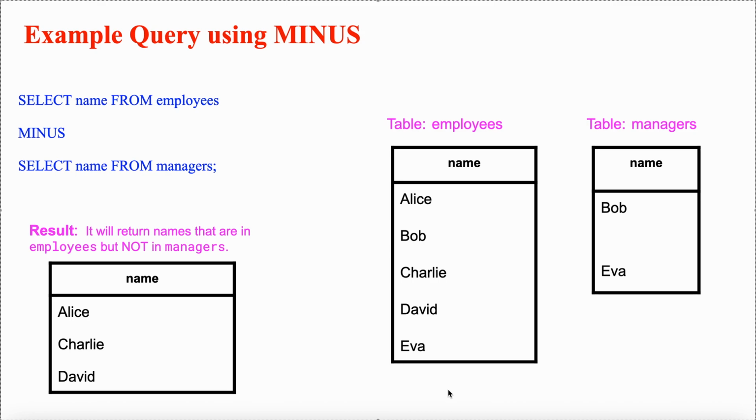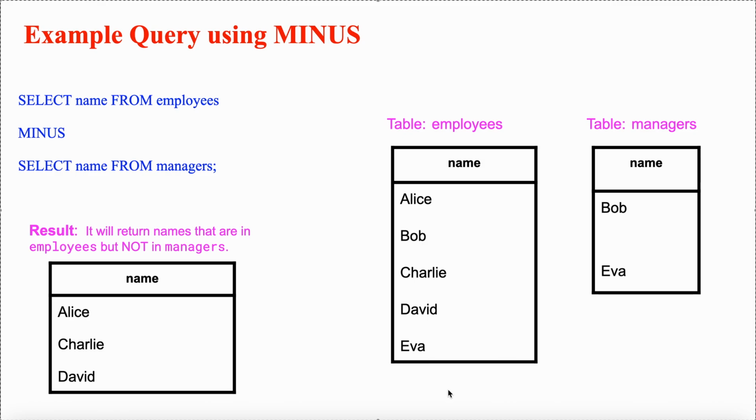Now, what minus will do is it will return the names that are in the employees table but not in the managers table. So, if we look at the results, Alice is in employees but not in managers, so she will be included. Charlie is also only in employees, so included. David is only in employees, so he will be included. Bob and Eva are in both tables, so they will not appear in the results. The final output will be Alice, Charlie, and David.